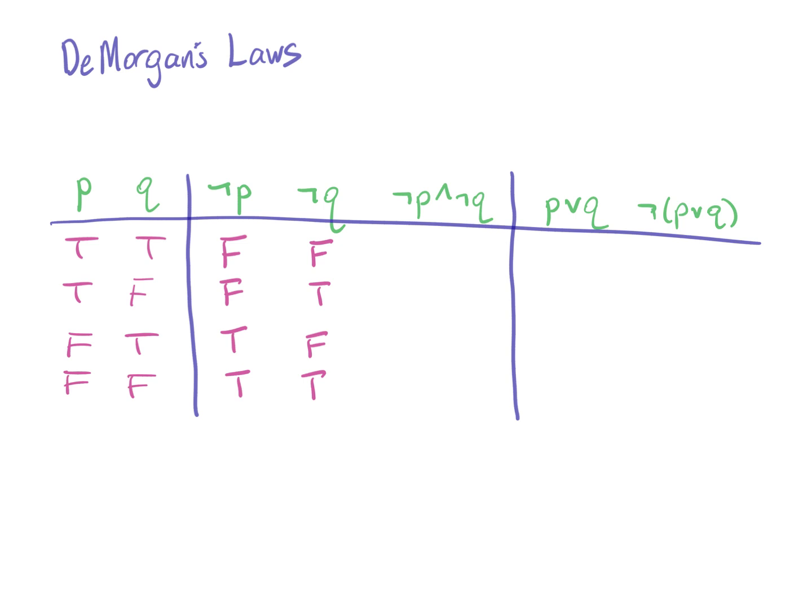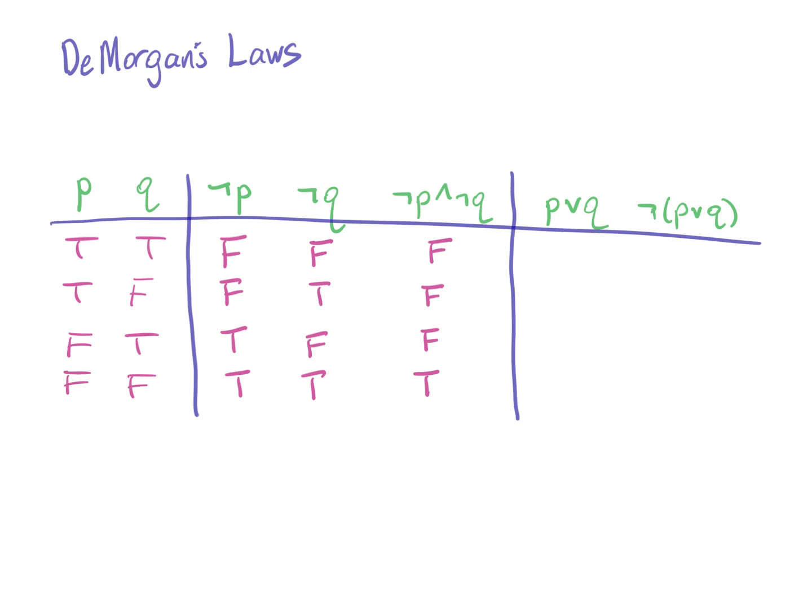And now I'm going to compute the conjunction of not P and not Q. If both not P and not Q are false, then the conjunction is also false. In fact, if either of them is false, the conjunction is false. But if both of them are true, if not P is true and not Q is true, then not P and not Q is true.